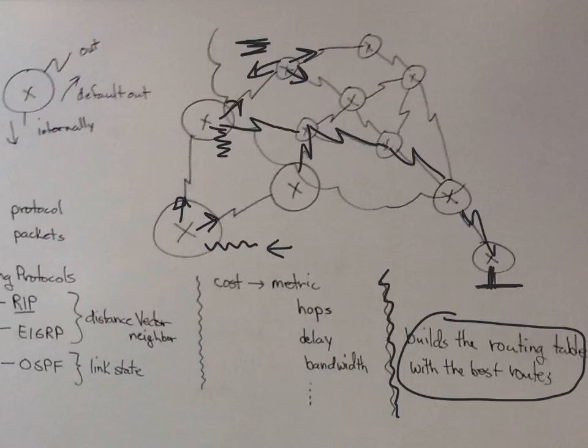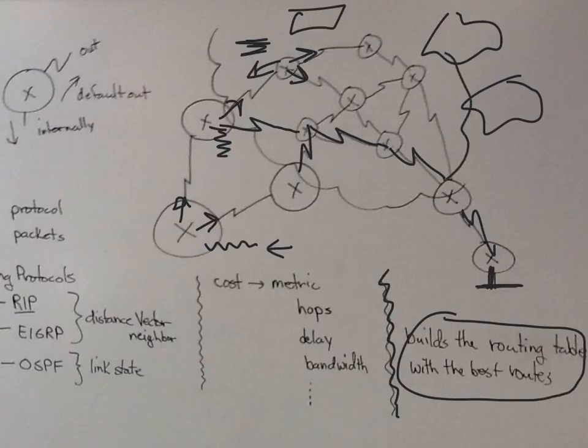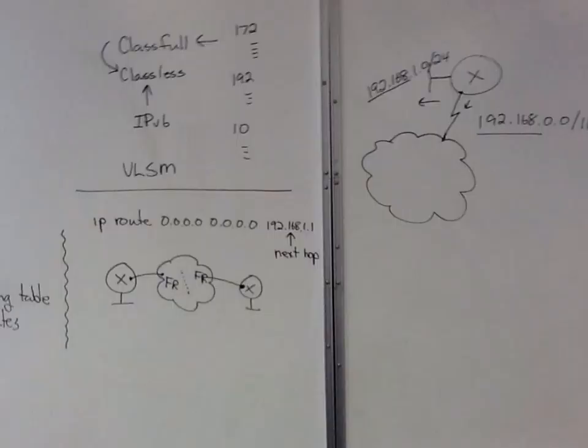And we say the whole thing is converged once all these routers have the best paths for all the possible networks, wherever those networks may be. Alright. Then we talked about the metrics.